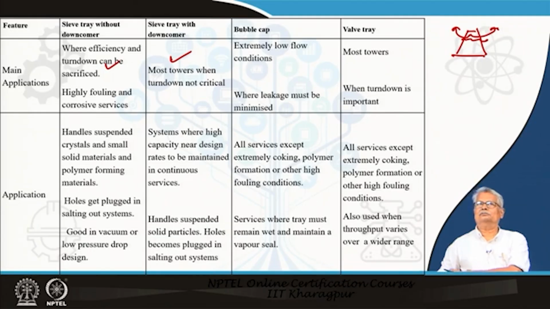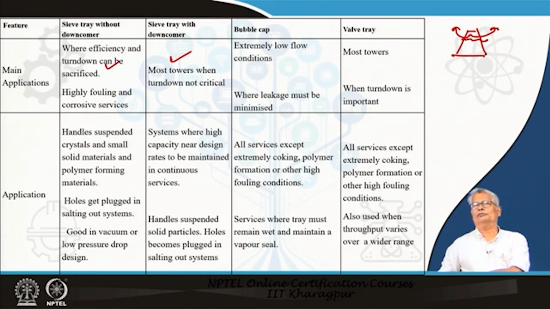In case of valve trays, the valve trays can be used with most applications, and it is important when the turn down is also important that you can think of such applications. You have been given the relative turn down of each of these 4 types of trays earlier. Typical applications in case of sieve trays are handling of suspended crystals, small solid material and polymer forming material. That means you have fouling systems, and holes get plugged in basically salting out system. Yes, if crystals form, there is a chance that they will be plugging the holes.